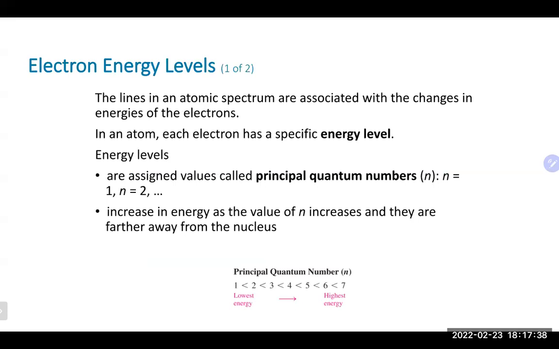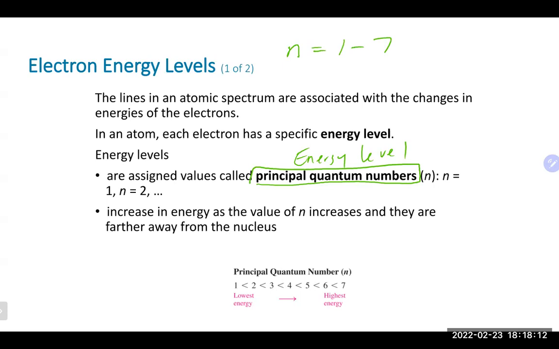So let's talk a little bit about energy levels. When we talk about energy levels, where electrons can be found in the atom, that is what is sometimes referred to as the principal quantum number, which is a very fancy word that basically just means energy level. It is abbreviated with an n. n can have values of 1 through 7. So there are basically 7 different energy levels within the atom.